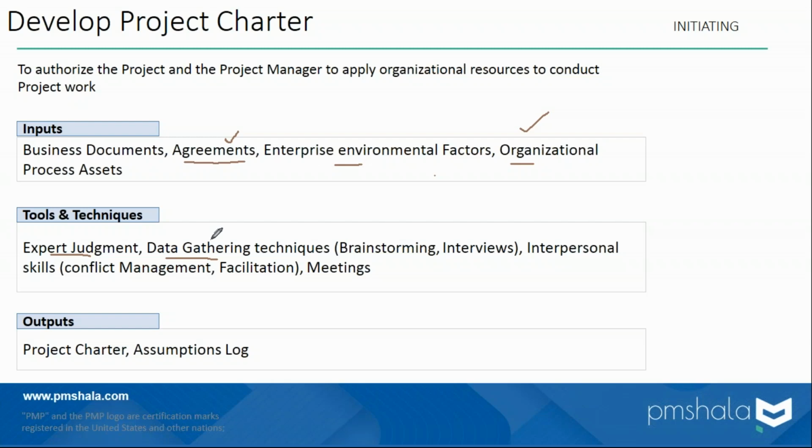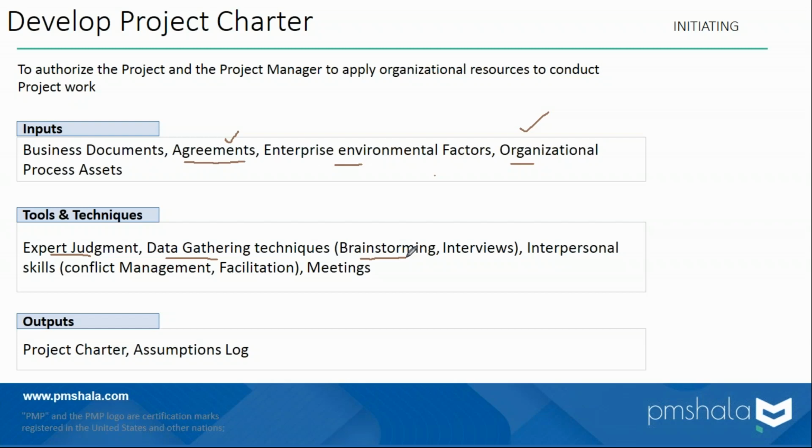Counting a few data gathering techniques, a couple of them are written here: brainstorming, interviews, focus groups, surveys. These are some examples of data gathering techniques, and there are more also. These are used as tools in about two dozen processes. Now let's understand a couple of them employed here. Brainstorming is one of the data gathering techniques. I'm sure many of you would have come across this. It's a very commonly used technique, brainstorming. It's an idea generation session.